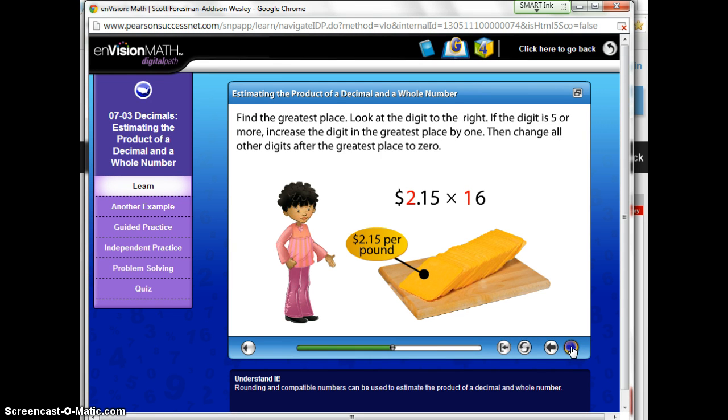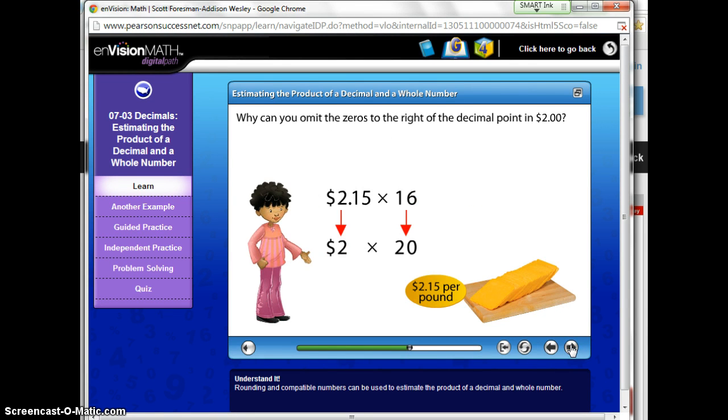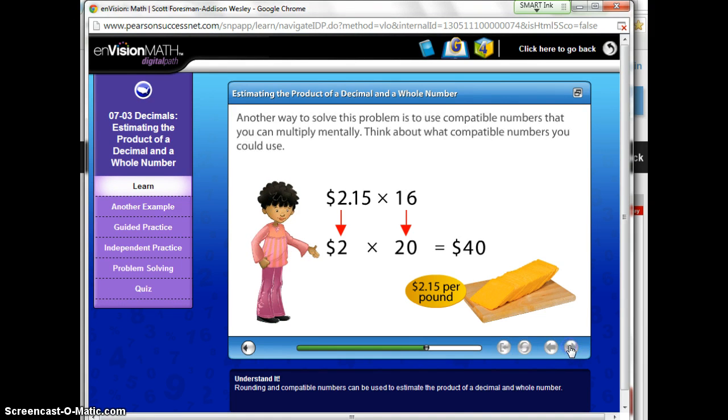We take $2 times 20 pounds. Can everybody do that in their head? What is it, Will? 40. That's right. Much easier, right? So she wants to make sure that she has enough. About 40 bucks is what she's going to need.